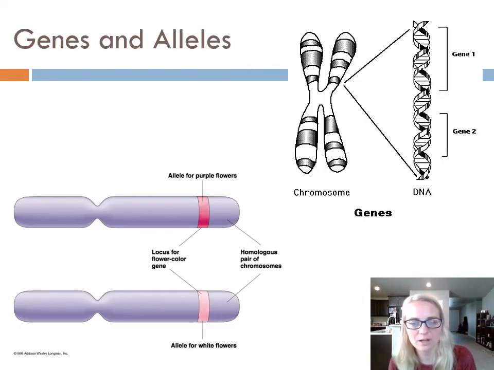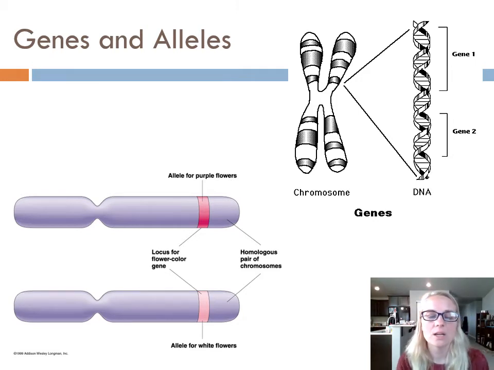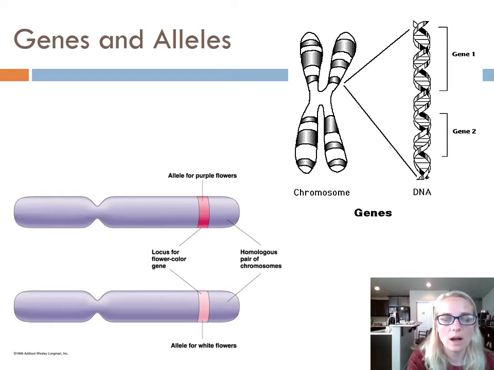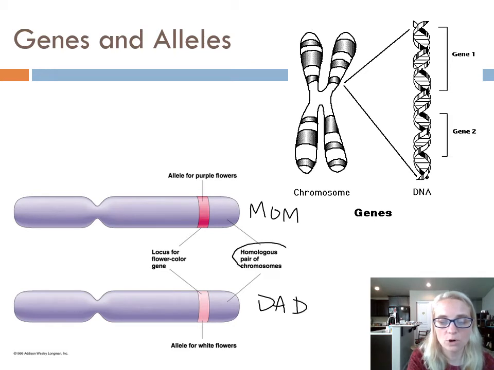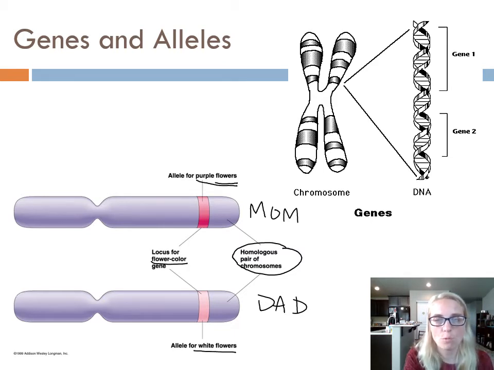Oh, I forgot. We're going to talk a little bit more about genes and alleles. So kind of like what I did at the beginning of the picture, this could be our mom, and this could be the dad. These are homologous chromosomes. They have the gene for flower color, right? Mom happens to have a purple version. Dad happens to have a white version. It's the same gene, flower color, but a different version, purple versus white.